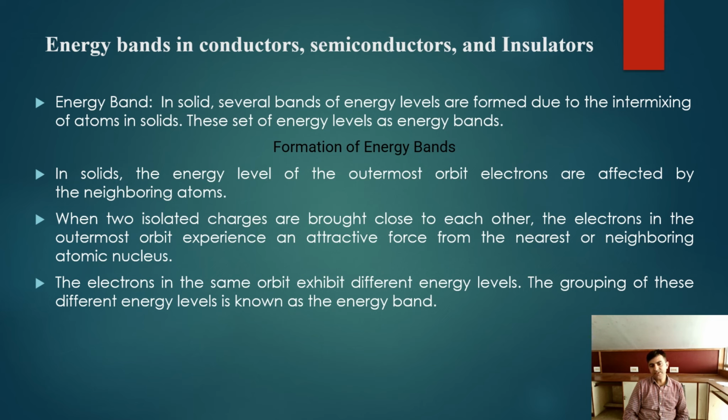They are isolated atoms and then brought close to each other, and the electron in the outermost orbit experiences an attractive force from the neighboring atomic nucleus. The electrons in the same orbit have different energy levels. The grouping of these different energy levels is known as the energy band. These energy bands help the movement of electrons and holes from one band to another band.